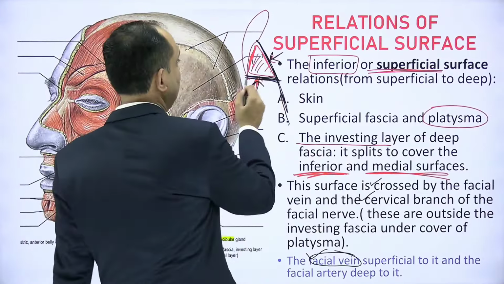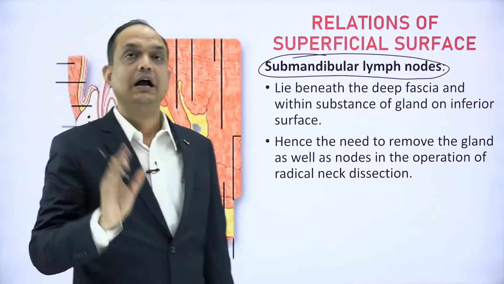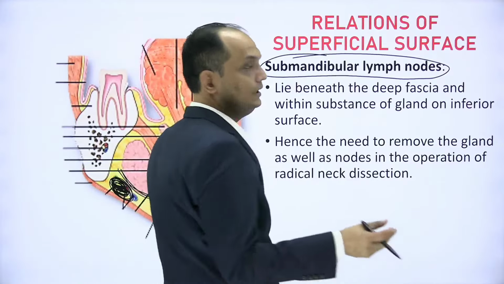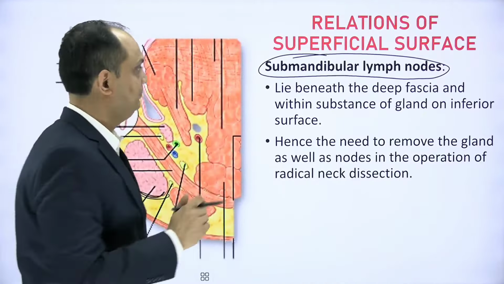Now, in this diagram, this is your inferior surface. Here you can see that this area has the submandibular lymph nodes. These lymph nodes lie deep to the deep fascia, and sometimes they may be embedded inside the superficial part of the submandibular gland. Because they sometimes go deep within the substance of the gland, whenever a carcinoma occurs of the lateral border of the tongue, which drains into the submandibular lymph nodes, in that condition this gland has to be removed as a radical neck dissection.